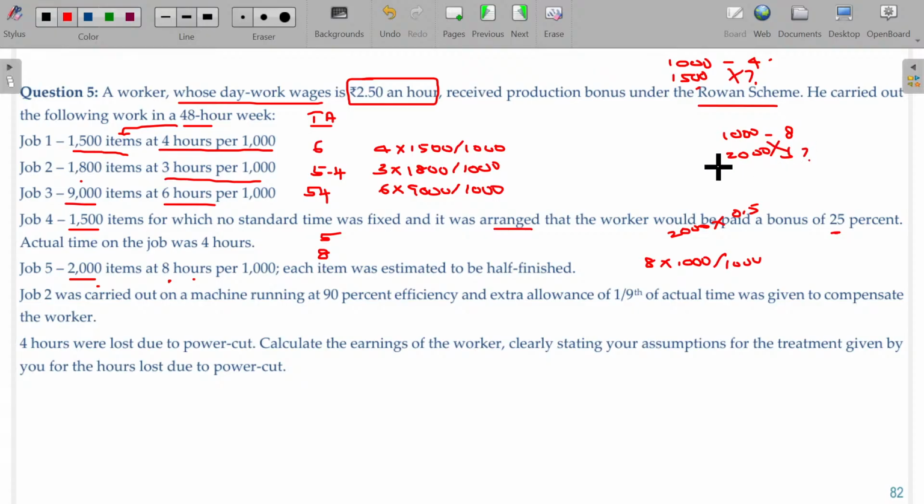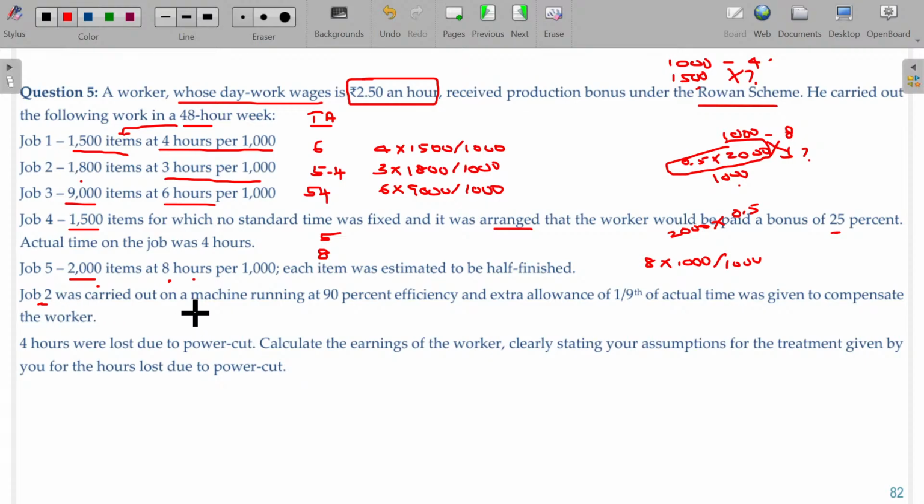Okay, do the cross multiplication. Anyhow, the 2000 are in the half finished stage, 0.5. So now this actual production, 2000 into half production stage, is equal to 1000. For 1000 units, 8 means for the 1008 only. Clear? That's so you can easily understand this.